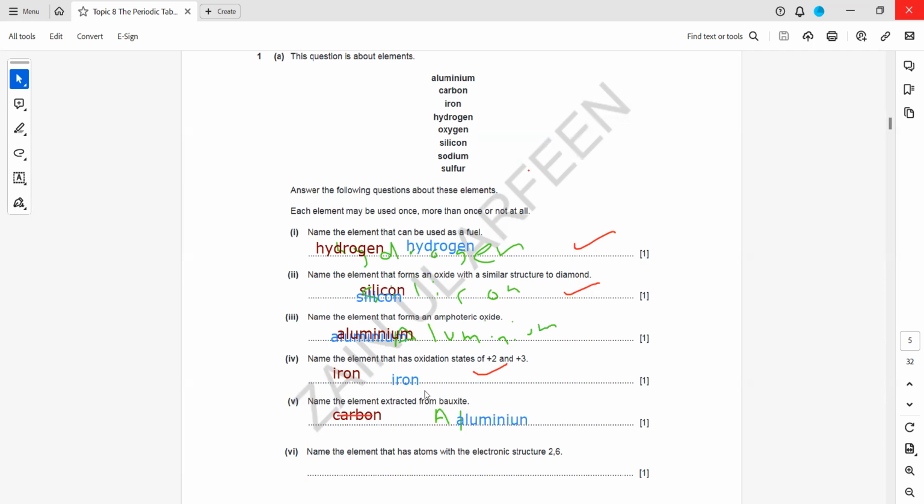Name the element that has an atom with the electronic configuration of 2,6. So we need a group 6 element. The group 6 element is oxygen.